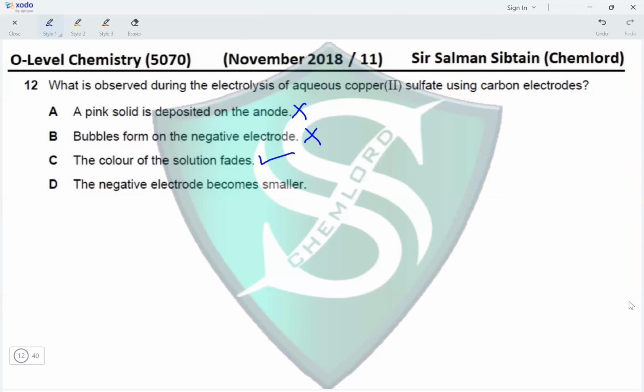The negative electrode becomes smaller. The negative electrode is the cathode. Cathode is where reduction takes place and nothing would happen to the size of the electrode in this case. Whereas the anode, because oxygen is being produced, if the temperature increases sufficiently that the carbon can react with oxygen, the carbon anode would burn away in the form of CO2 and its mass would decrease. So it's not the negative electrode, it would be the positive electrode that would become smaller over time. So this results in option C being the correct option for this question.